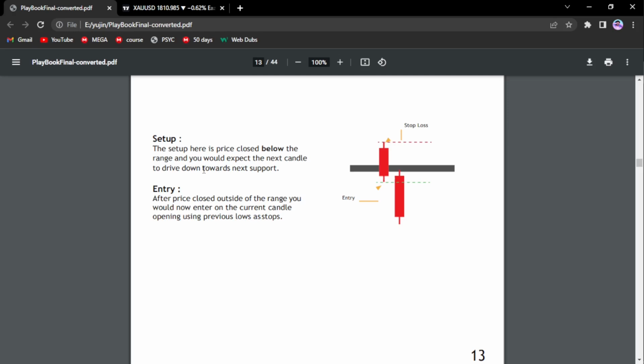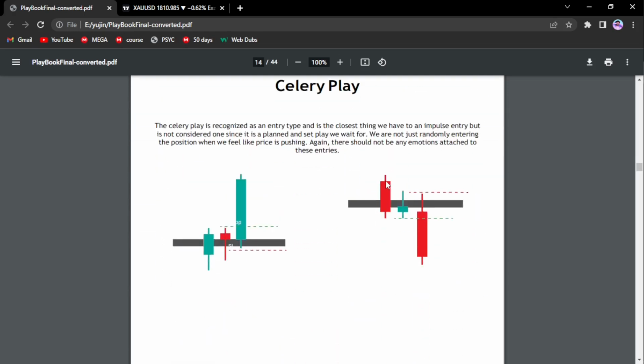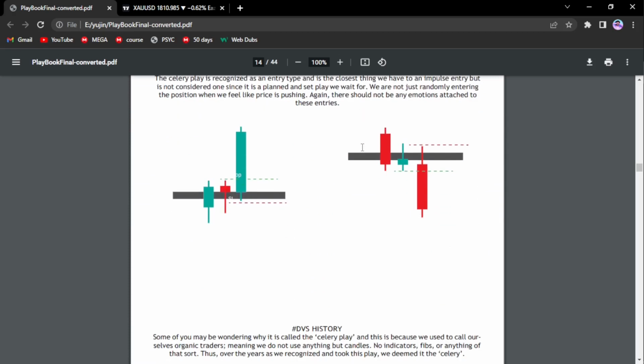This is just the same, but on bearish markets. So price closes below the range, you would expect the next candle to go downwards, have your stop loss above the previous 30-minute candle, and your entry as it breaks the previous candle's low.